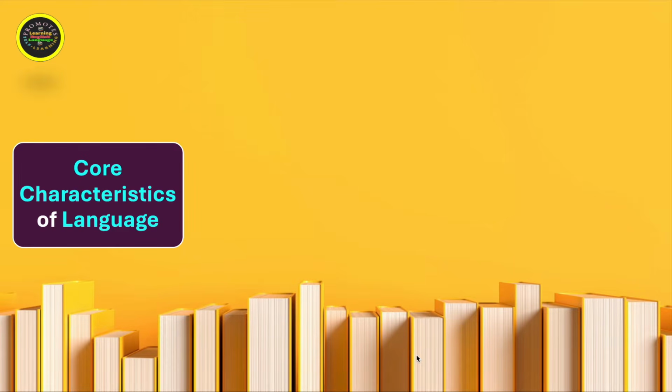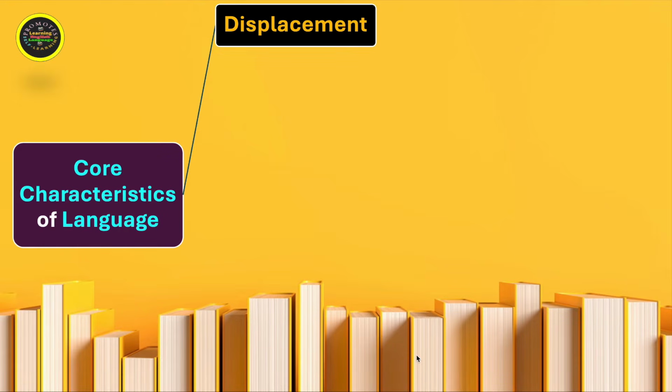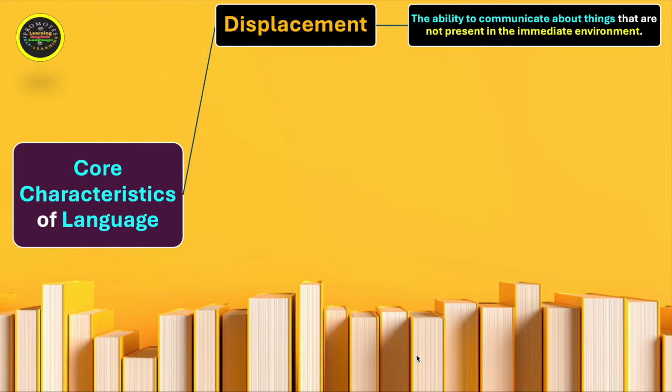Core characteristics of language. The first one is displacement. And what is this? The ability to communicate about things that are not present in the immediate environment. In fact, displacement refers to the ability of language that helps us communicate our ideas in time and place. What happened in the past, what will happen in the future, what is happening now, where were we last night, and so on. So we as humans can express our emotions, our ideas in whatever situations we are.